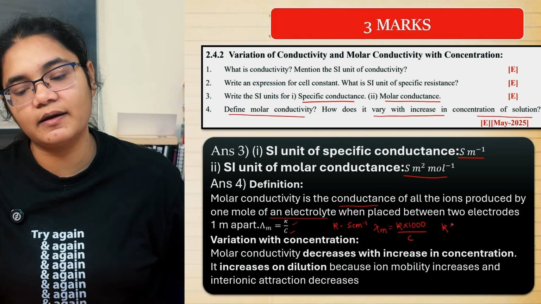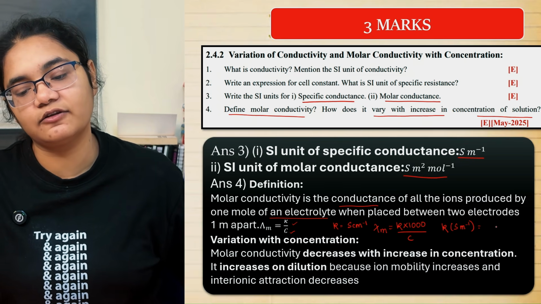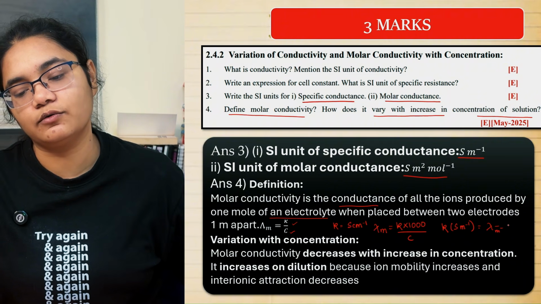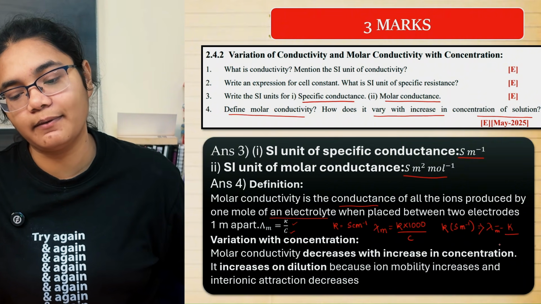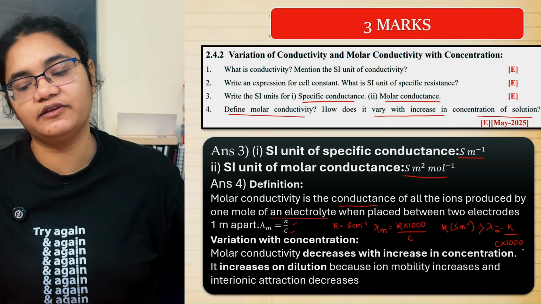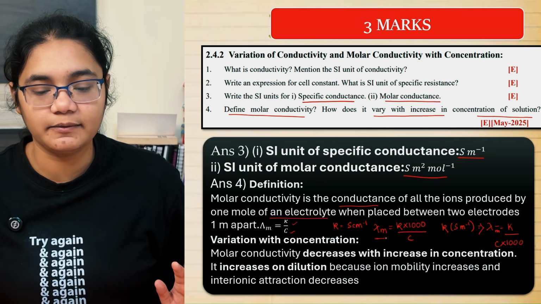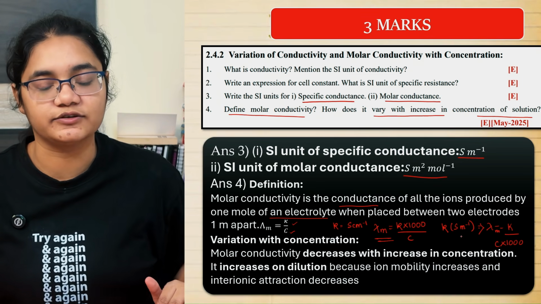Okay, now if the kappa is in S meter inverse, then the formula of lambda m is equal to kappa by C into 1000. Okay, so please remember, this is important. Generally we'll be using this formula only, but you should know about this also.